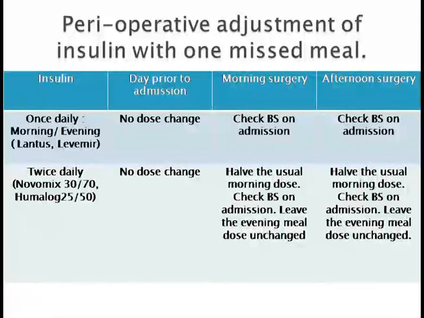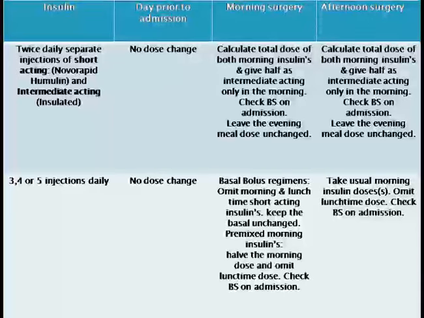It can be given as such, and for the afternoon surgery also check blood sugars. But if the patient is on 30/70 or on Humalog 25/50, on the day of the surgery, give half the usual morning dose, check blood sugars on admission, and leave the evening meal dose unchanged, or change it if the patient is taking only a little meal. For the afternoon surgery, give half the usual morning dose, check blood sugars and leave the evening meal dose unchanged, or if the patient is not eating, drop the amount of the insulin.